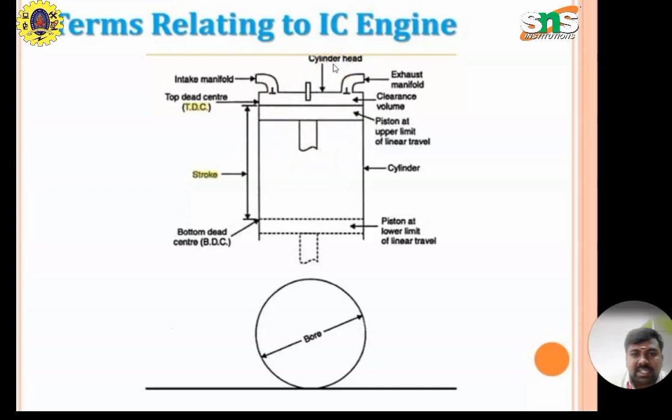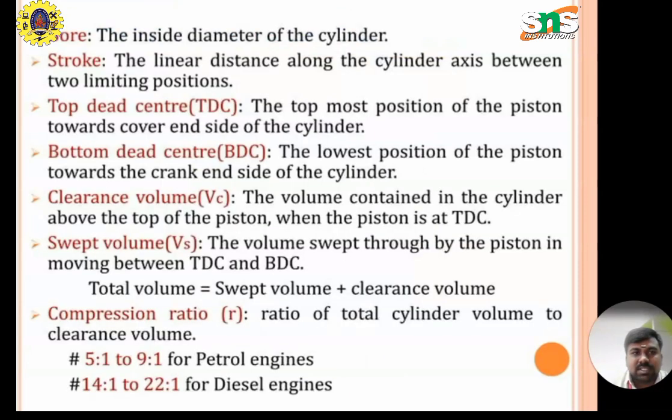In the cylinder head, it consists of intake manifold, exhaust manifold, that is an inlet valve and outlet valve. Then it consists of the fuel injector. Because it is a diesel engine, it consists of the fuel injector and top dead center, bottom dead center and piston. This is the cylinder. Here are some important terms let me discuss.